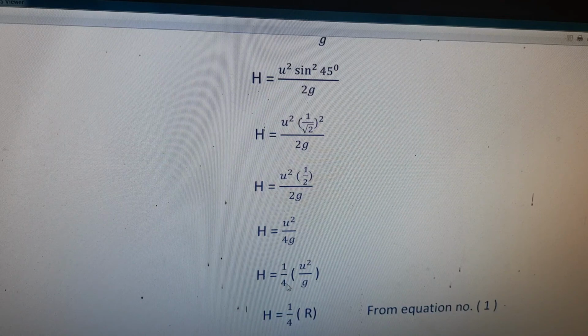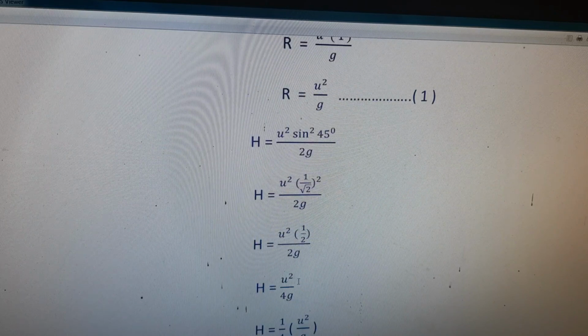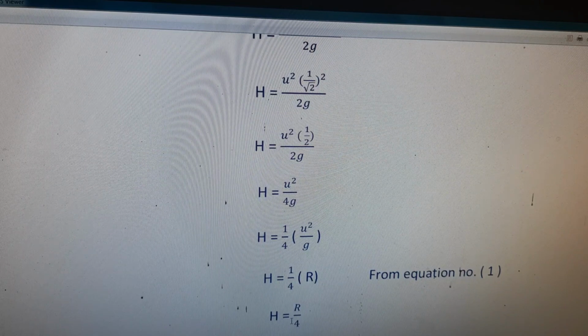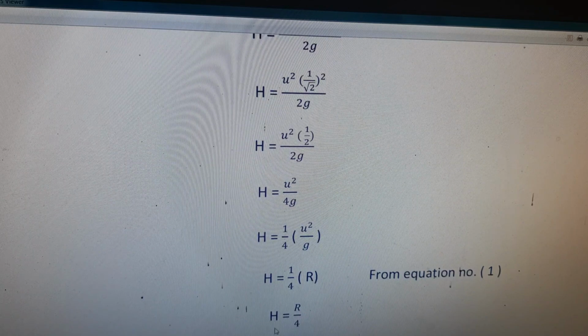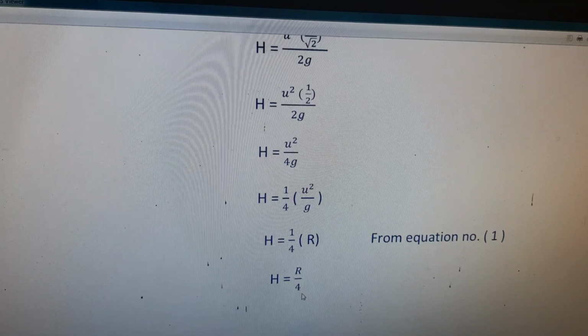So h is equal to 1 by 4 into u square by g. But u square by g, from equation number 1, R is equal to u square by g. So h is equal to 1 by 4 into R. Therefore, h is equal to R by 4. So the maximum height is equal to horizontal range by 4.